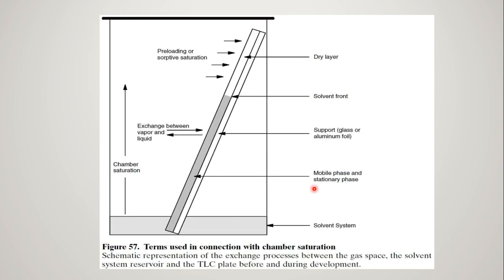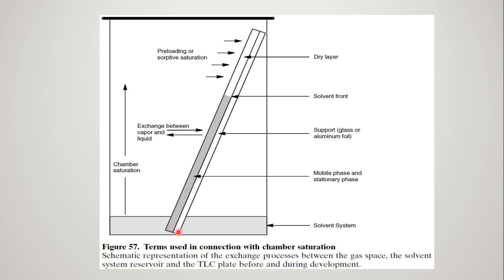Now see the developing chamber, a block diagram. This is the developing chamber, which is covered by a lid that disconnects the inside atmosphere from the outside surroundings. The solvent is placed inside the developing chamber, situated at the bottom, and it is in contact with this TLC plate. This is the TLC plate, which is put in a somewhat inclined, nearly vertical position.